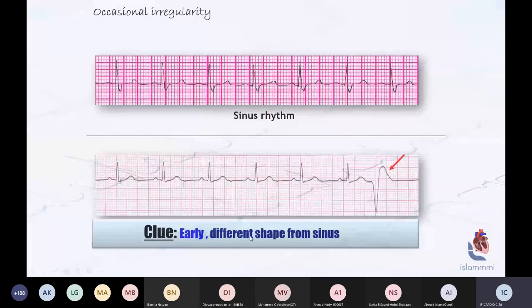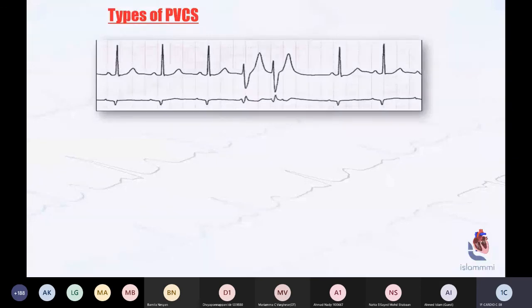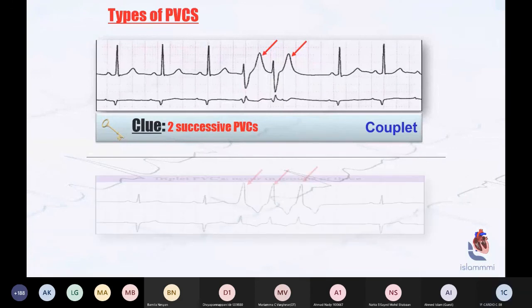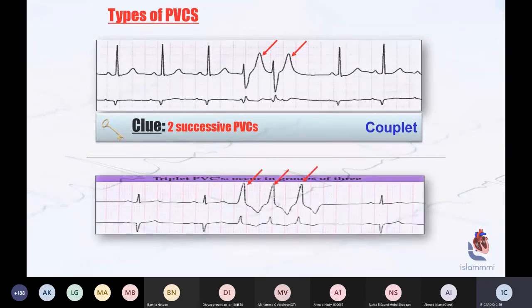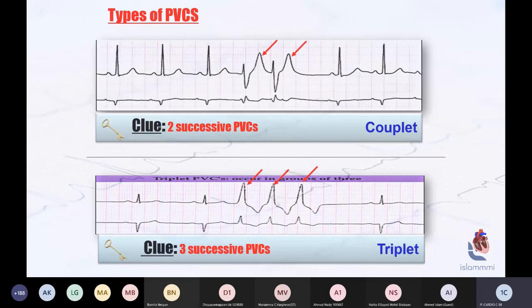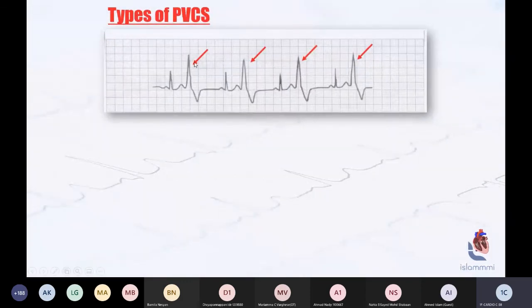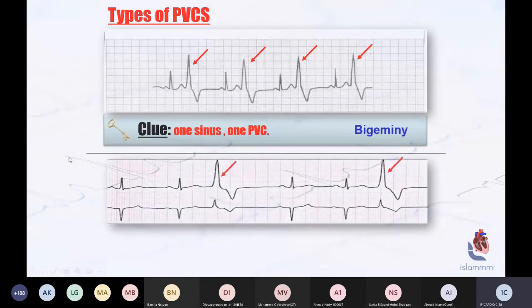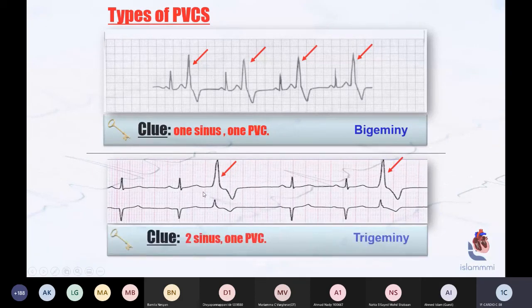This is quite important. So this is normal until we have here an abnormal shape wave, which we call premature ventricular contraction, or PVCs. If we have two, we call it a couplet, like a couple. If we have three coming together, we call this a triplet. If we have one sinus and one PVC, we call this bigeminy. If we have two sinus, then one PVC, we call this trigeminy. Trigeminy means every third beat we have an abnormal beat.